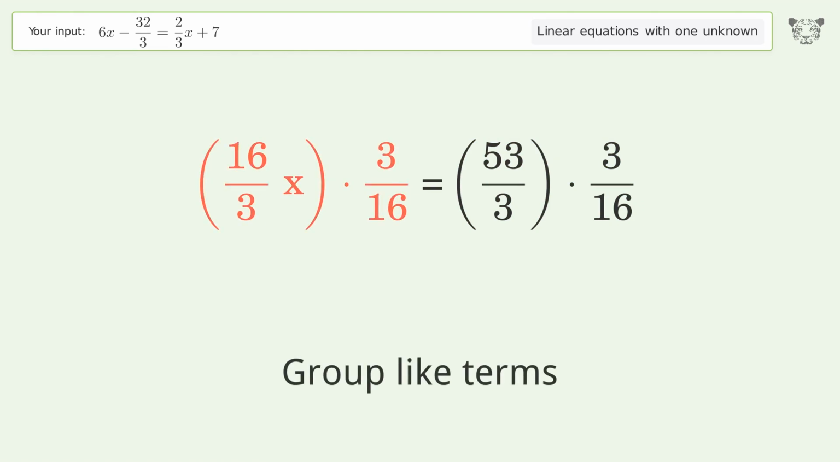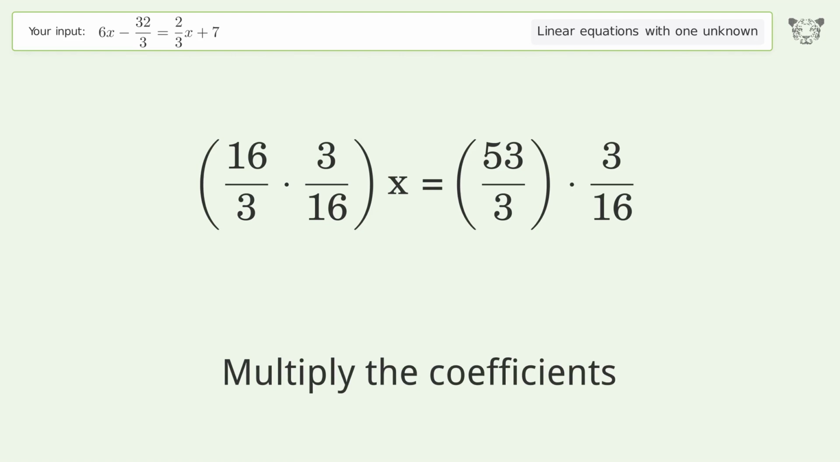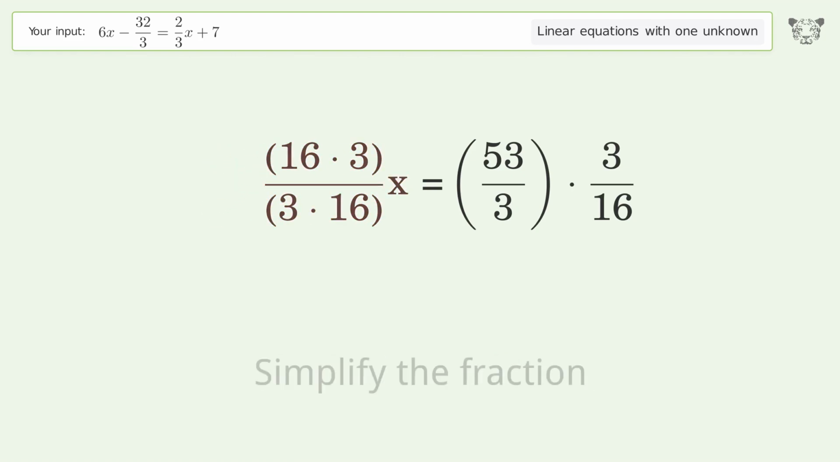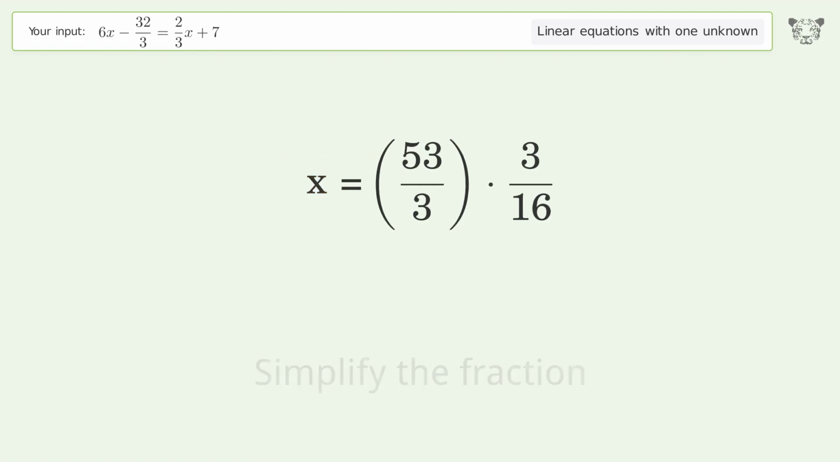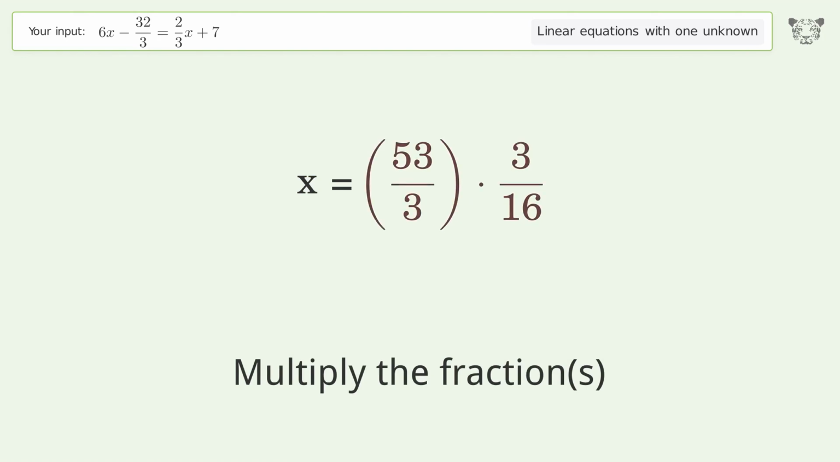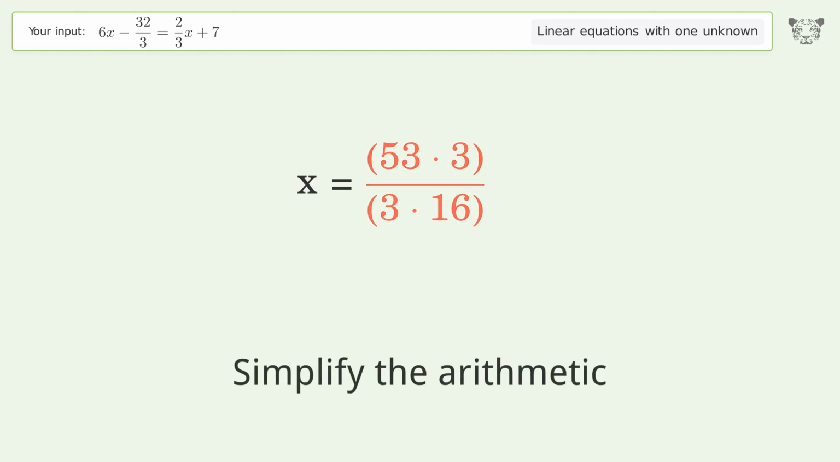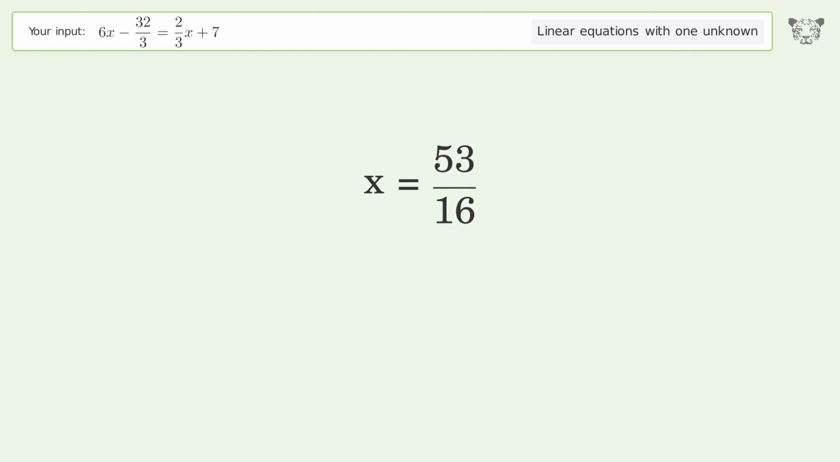Group like terms. Multiply the coefficients. Simplify the fraction. Multiply the fractions. Simplify the arithmetic. And so the final result is x equals 53/16.